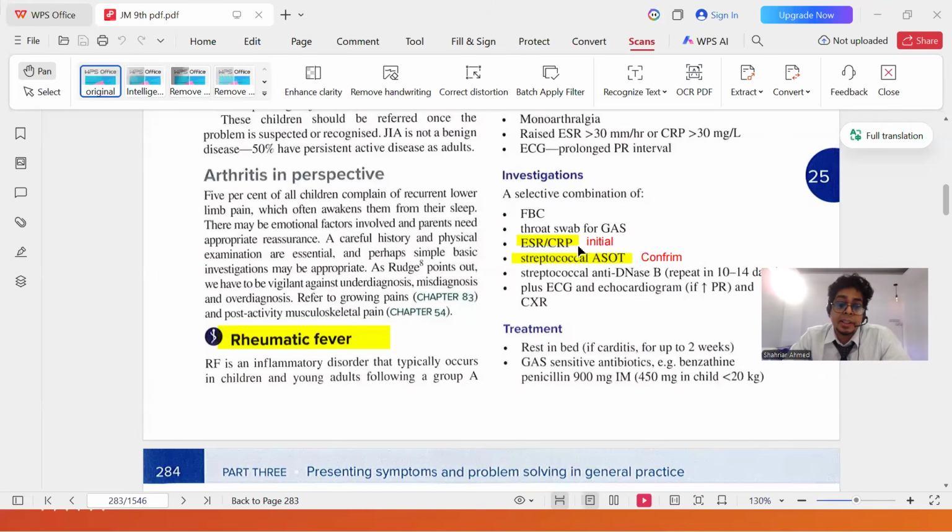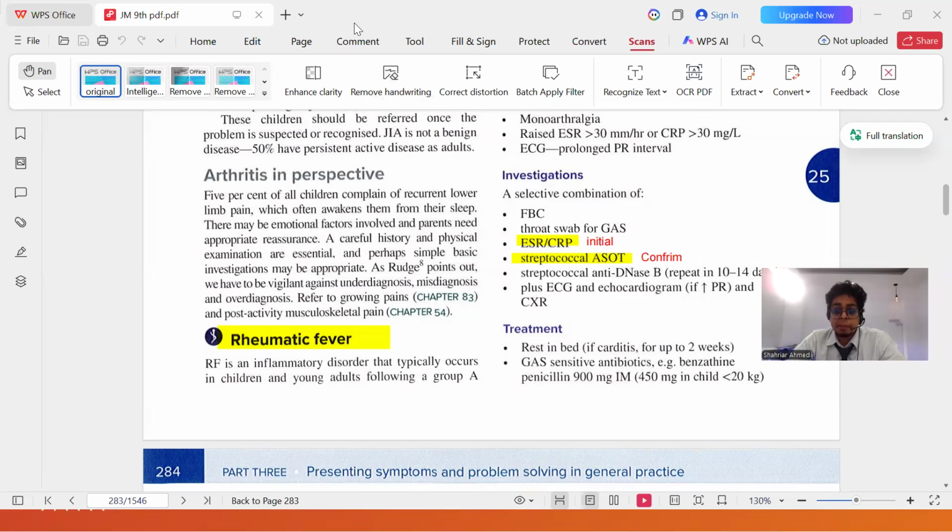Okay, so ESR or C-reactive protein. Another one, ASO titer. This is another way to confirm the particular condition. Are we clear, everyone? So one is the simple blood test, which is initial, and ASO titer or throat swab, those are the confirmatory tests. Am I right, guys? Yes.